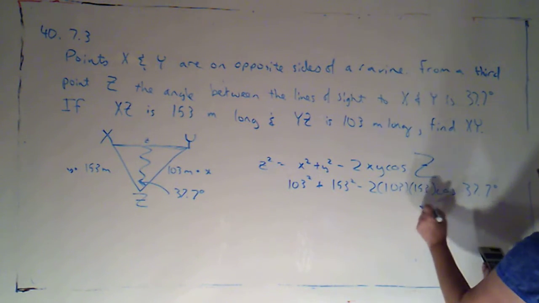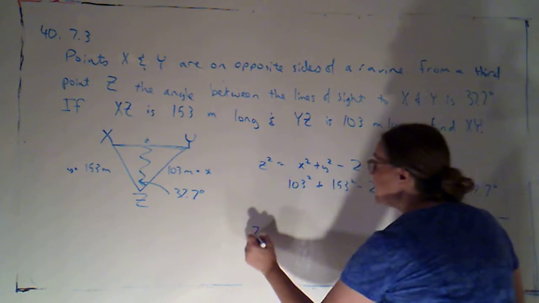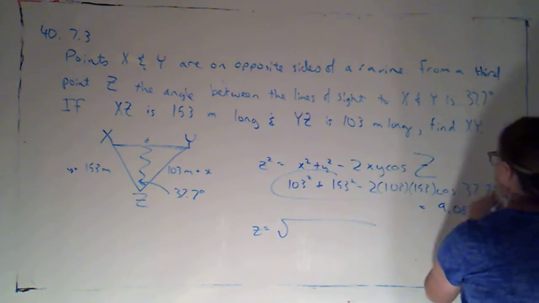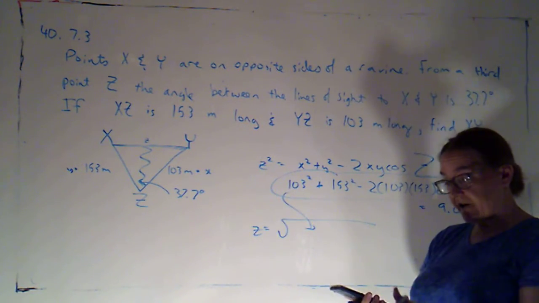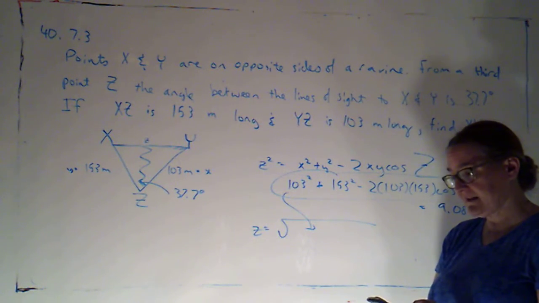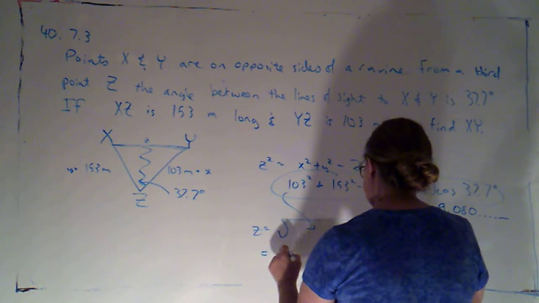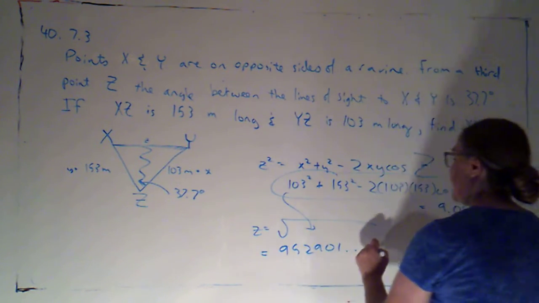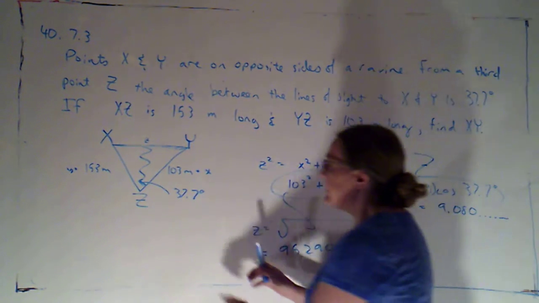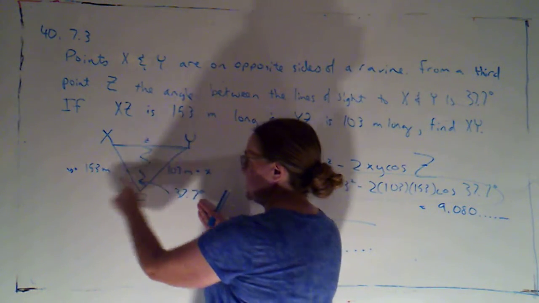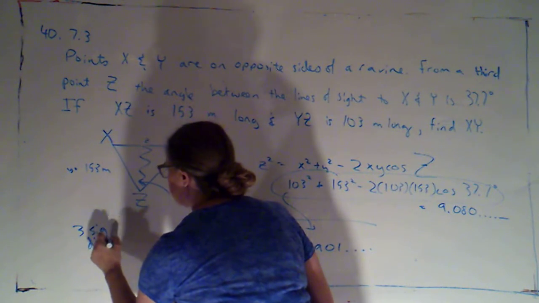And that's equal to 9.080 and so on. Okay. z is the square root of this thing. So with that number still in my calculator, I'm going to just hit square root of the answer. And when I do that, I get z is 95.2901 and so on. Let's see. For significant digits, this was 3, this was 3, this was 3. So it looks like we're rounding to 3 significant digits.